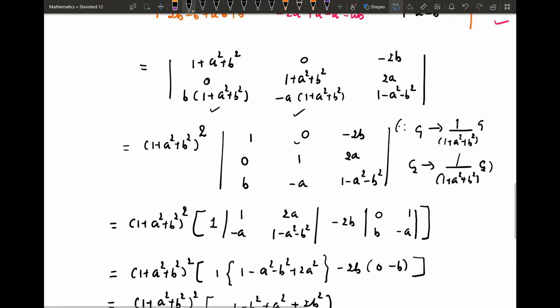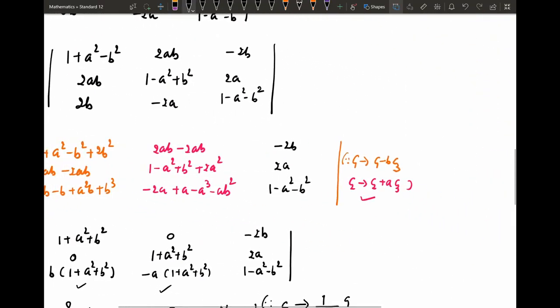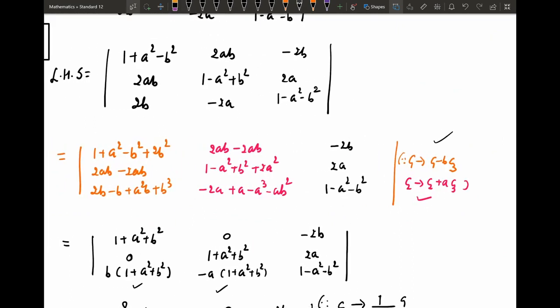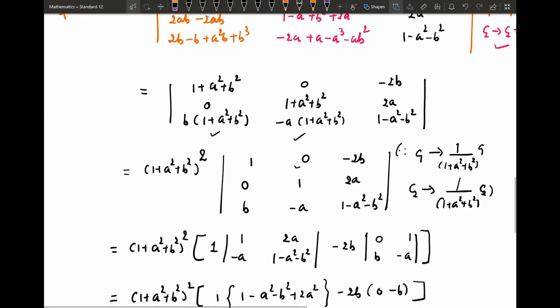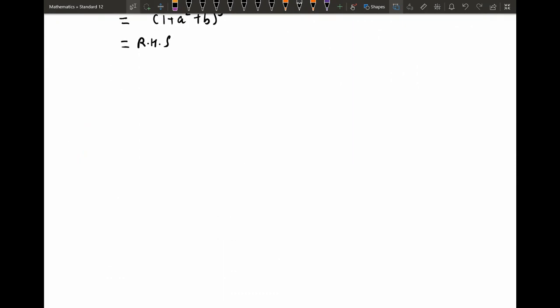So again two important operations are C1 to C1 minus b C3 and C2 to C2 plus a C3. So due to these two operations, from first and second column we can take 1 plus a square plus b square common. After it we have expanded the determinant using the first row and we have proved the result.